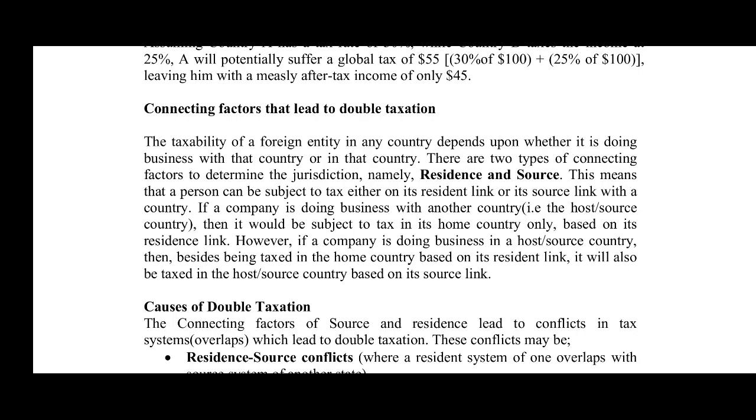This means that a person can be subject to tax either in its resident link or its source link with a country. So if a company is doing business with another country, that is the host or source country, then it will be subject to tax in its home country only, based on its residence link. However, if a company is doing business in a host or source country, then besides being taxed in the home country based on its resident link, it will also be taxed in the host or source country based on its source link, because the income was derived at source.